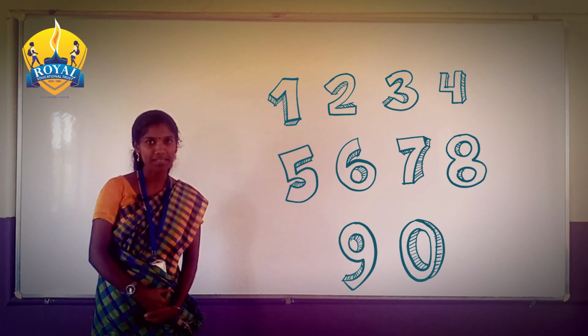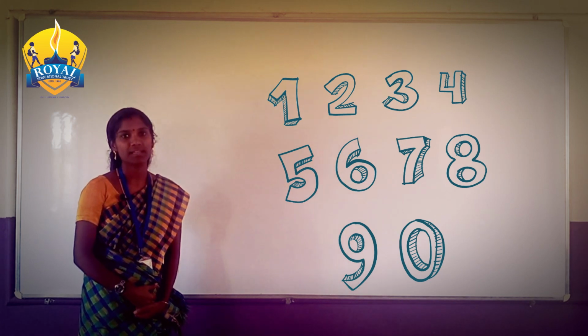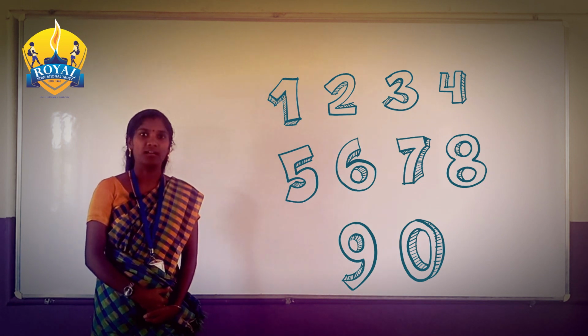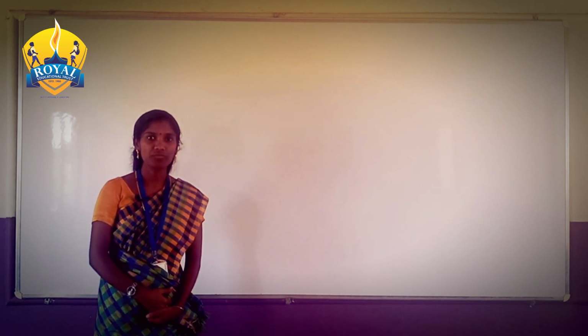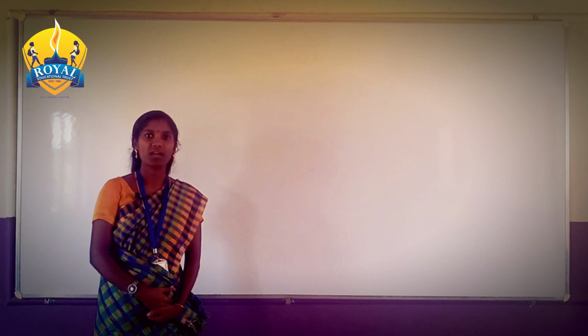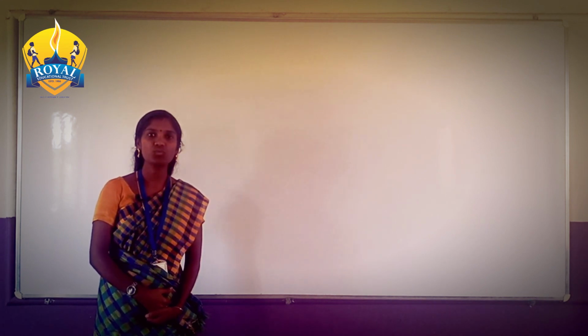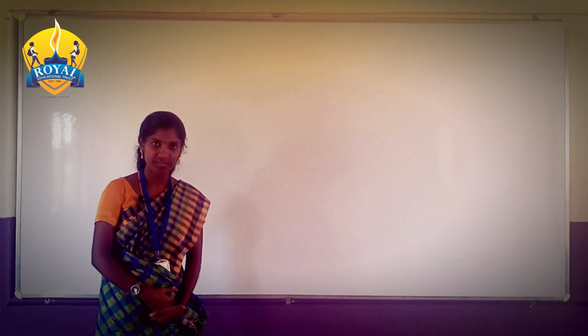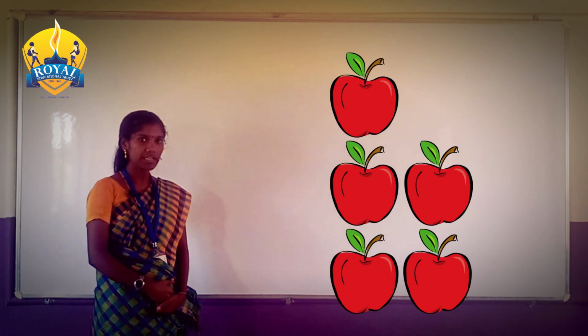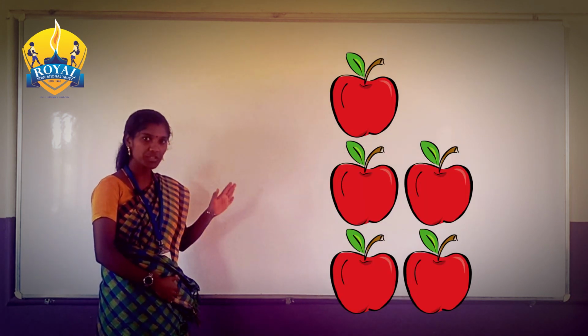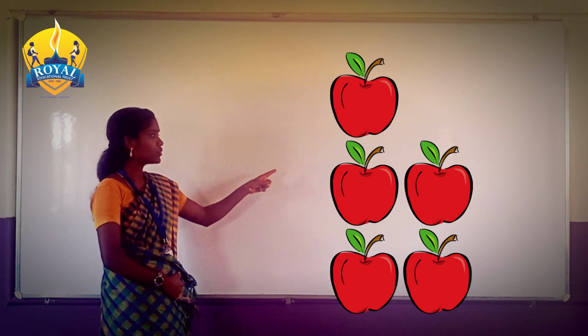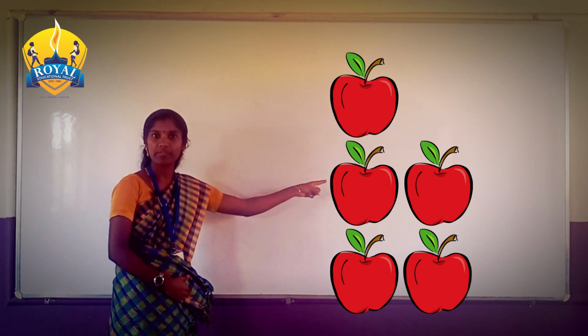What is number? Number is a symbol of objects. It helps to count the objects. How many are there? If I have 5 apples, I am going to count 1, 2, 3, 4, 5 apples.